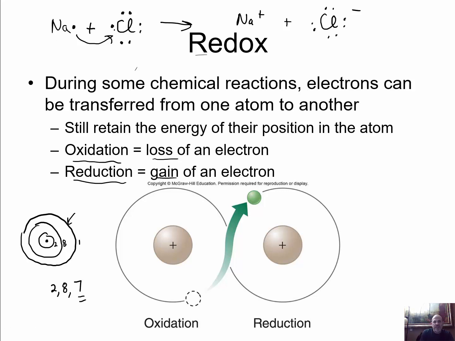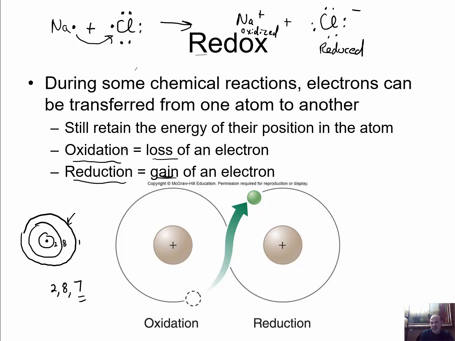So which of these on the left of the reaction went through the oxidation? It was sodium, because sodium lost its electron. So the sodium is oxidized. The chlorine, because it gained an electron, is what becomes reduced. So over here, our chloride ion is the reduced form of chlorine. The sodium cation is the oxidized form of sodium, because it fits those definitions. And this is quite simply what redox means.